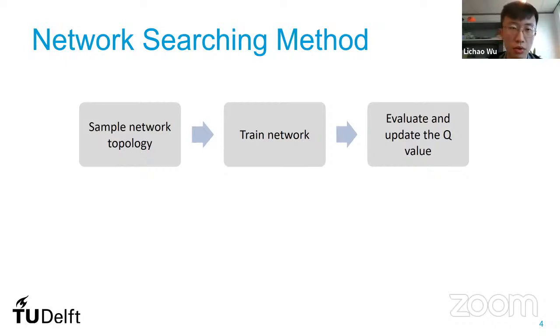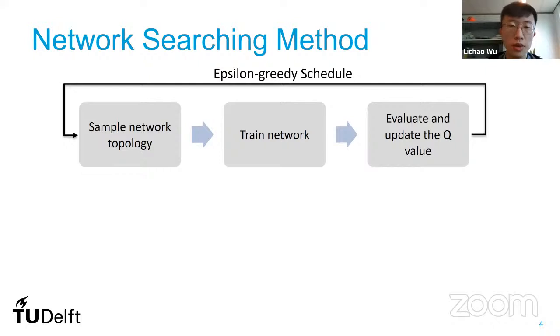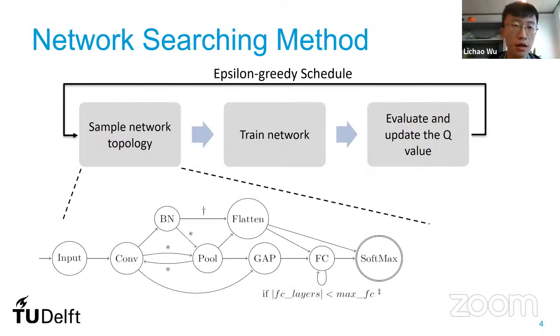This is our network searching method. We start by sampling the network topologies, then we train the network, and finally we evaluate and update the Q values. We repeat this process again and again with an epsilon greedy schedule. The details can be found in the paper, but the goal of this schedule is just to balance exploration and exploitation. The sampling of the network topology follows some rules, and the rules are defined by the latest state-of-the-art research. For the details, please find them in our paper. By the way, there are batch normalization and GAP layers, which are not commonly used in recent papers, but we also consider them because it is possible to produce small models.